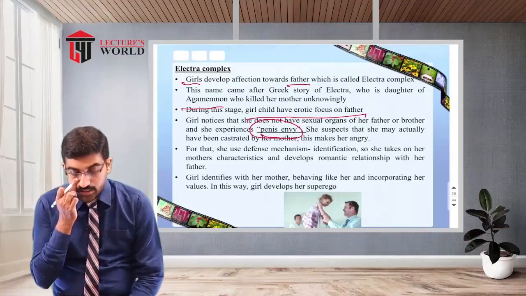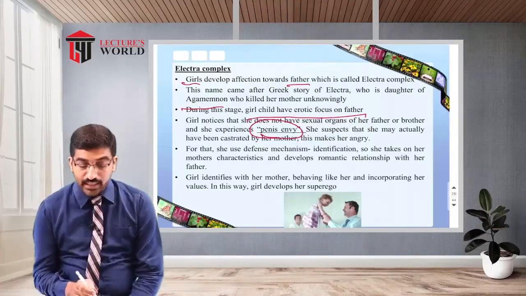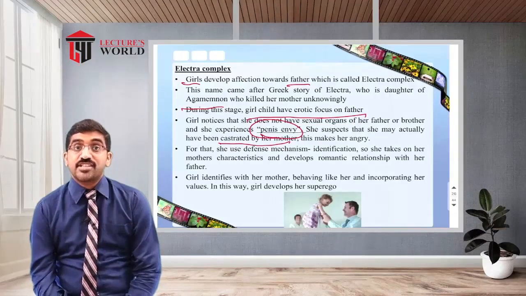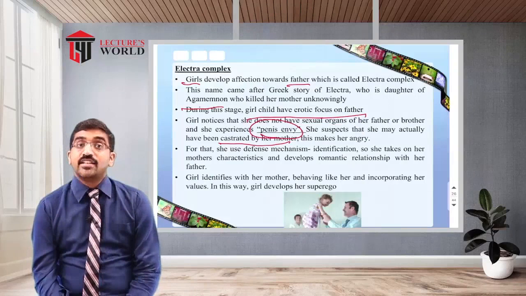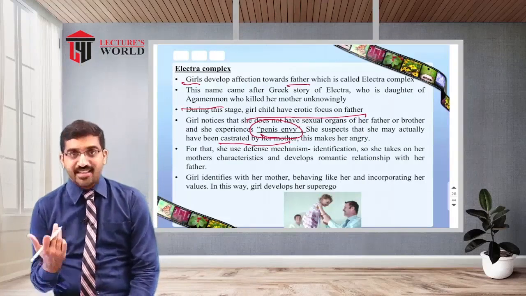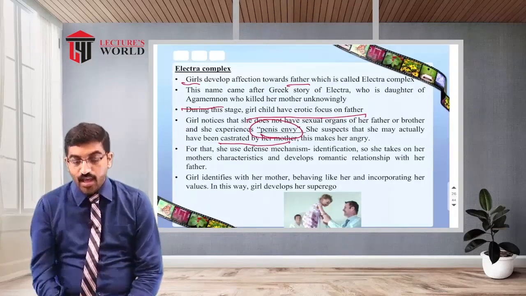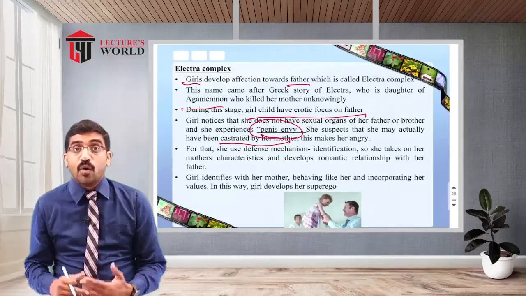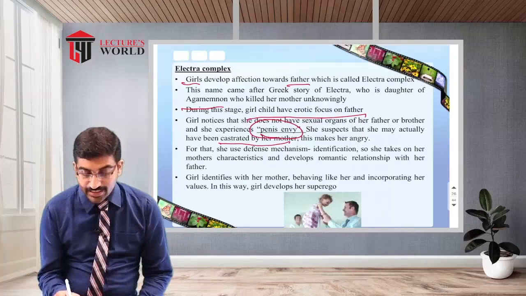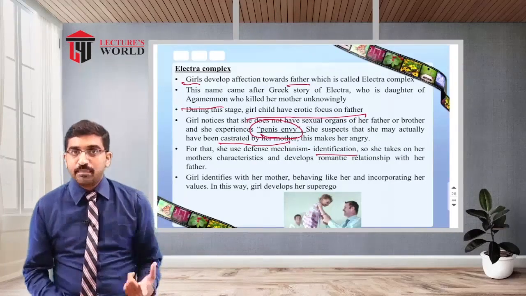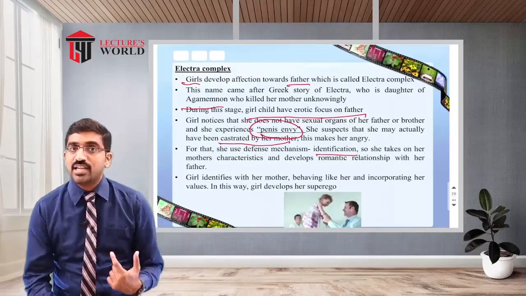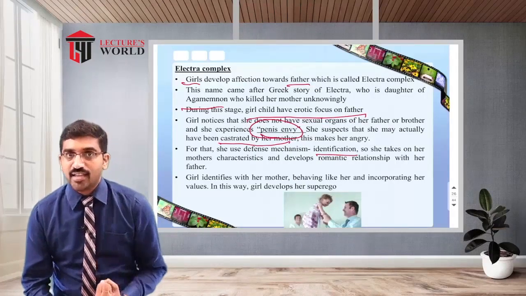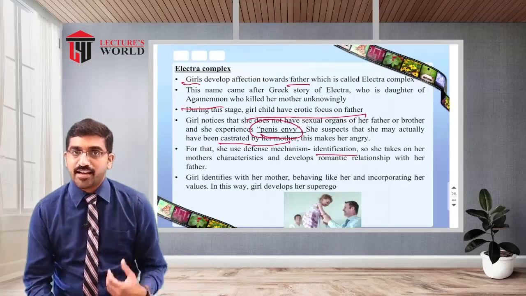So what will happen? She feels that she has been castrated by her mother. She was having a penis, and her penis was removed by her mother. Just thinking only. This will make her angry towards her mother. So she will adopt all the characteristics of the mother. That is identification again. In the Oedipus complex, the male child was adopting the characteristics of the father and behaving like the father, so that the mother will be attracted towards him.